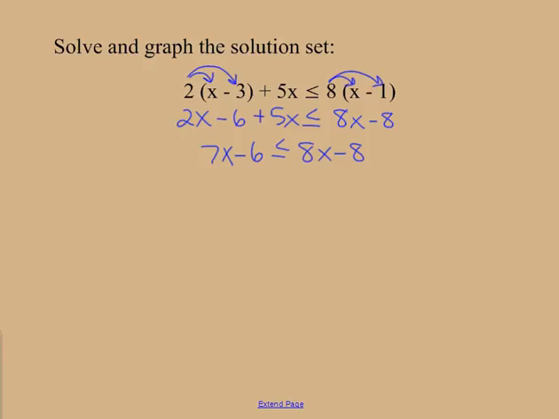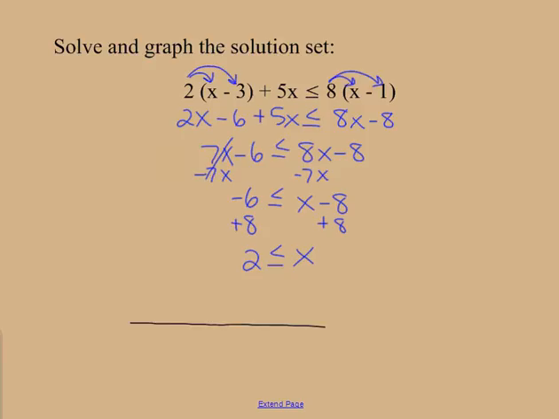All right, get my x terms together, so I'm going to subtract 7x from both sides. We get negative 6 is less than or equal to x minus 8. And then I'm going to add 8 to both sides. And I'm going to get 2 is less than or equal to x. Or I would read that as x is greater than or equal to 2.